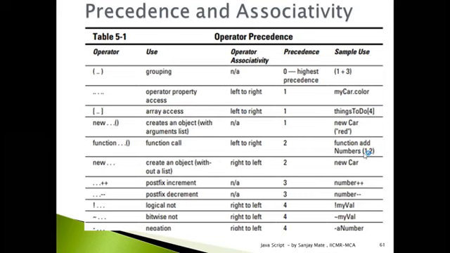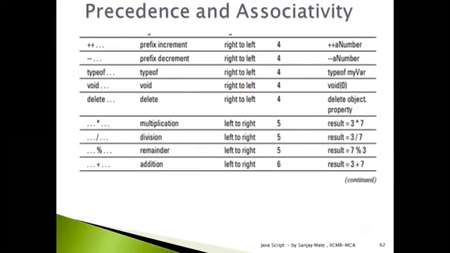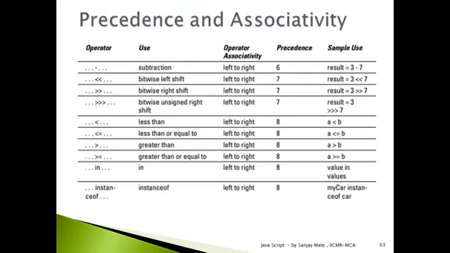After that, plus plus, minus minus, then negation, then prefix increment, prefix decrement, then typeof, then void, then delete, multiplication, then division, remainder, that is modulo. Then plus. The plus has lower priority than these three: star, slash, or modulo. And then left shift, right shift, then bitwise operators and all those things.